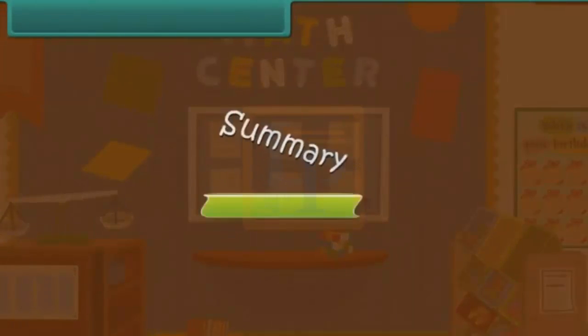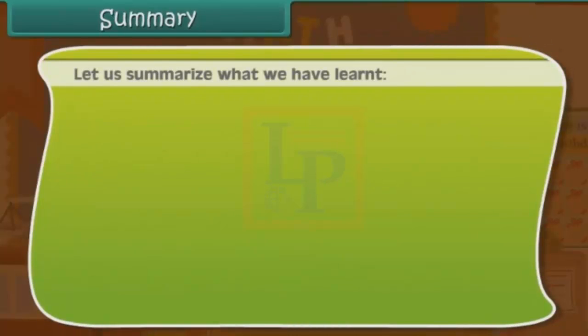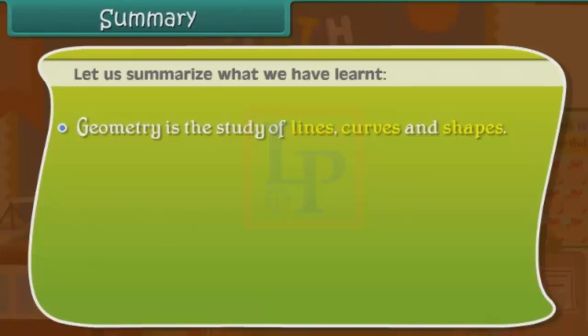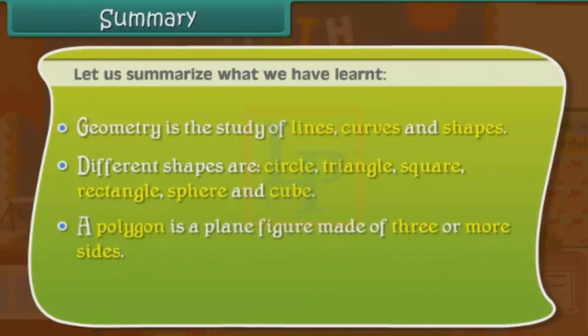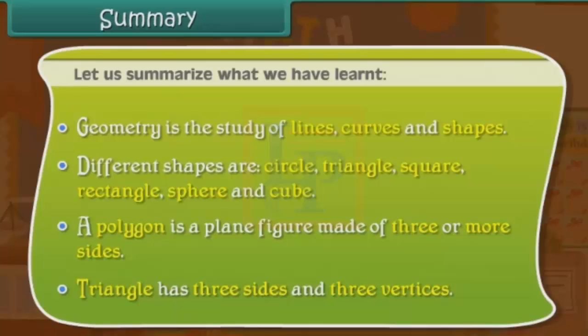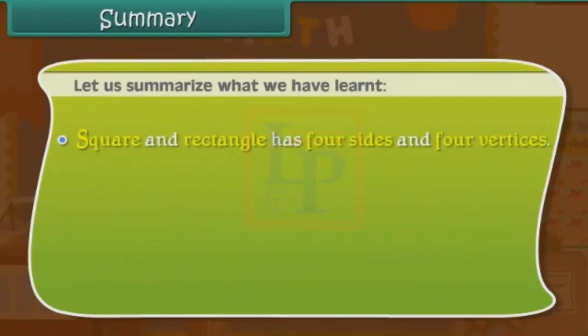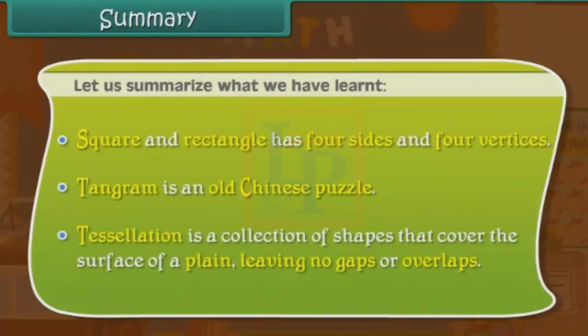Summary. Let us summarize what you have learned. Geometry is the study of lines, curves and shapes. Different shapes are circle, triangle, square, rectangle, sphere and cube. A polygon is a plane figure made of 3 or more sides. A triangle has 3 sides and 3 vertices. Square and rectangle have 4 sides and 4 vertices. Tangram is an old Chinese puzzle. Tessellation is a collection of shapes that cover the surface of a plane, leaving no gaps or overlaps.